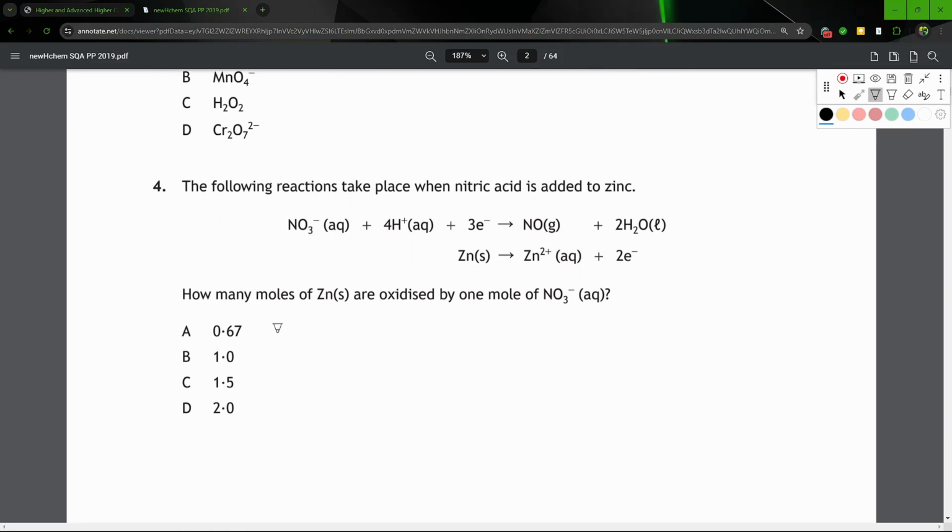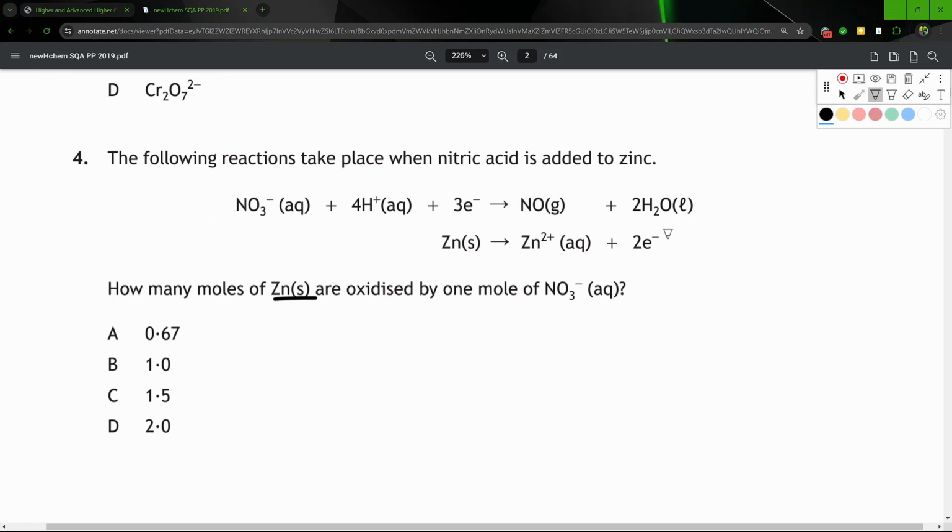The following reactions take place when nitric acid is added to zinc. How many moles of zinc are oxidized by 1 mole of nitrate? So how are we going to figure this out? Well, what we want to do is combine these two equations into a single redox. To do that, we basically want to get rid of these electrons. We don't like electrons in redox. So if I times this one by 2, we'll have 6 electrons on the left side, and if I times this one by 3, we'll have 6 electrons on this side, which means they'll both cancel out.